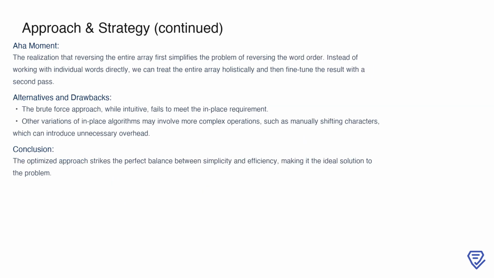The key insight, or aha moment, lies in recognizing that reversing the entire array transforms a seemingly complex word ordering problem into a simpler one. Instead of dealing with individual words up front, this holistic approach allows us to solve the issue of word order in one pass and then focus on reversing the letters within each word in a second pass.